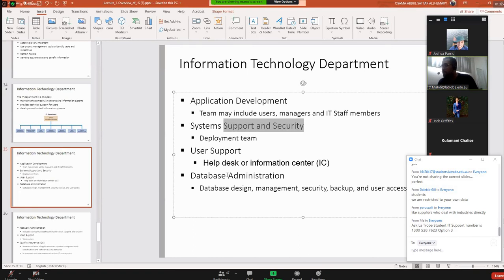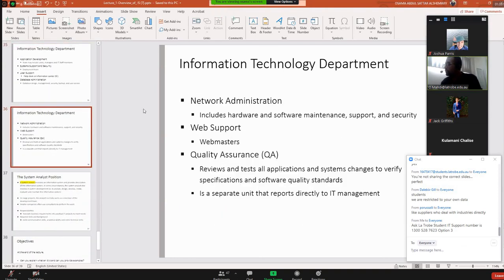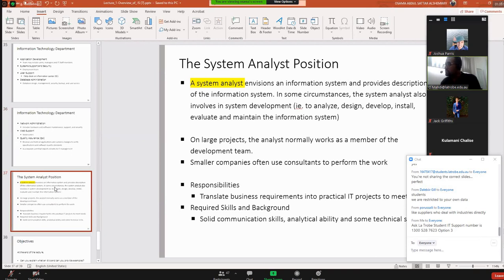User support, for example, database administration, because when you are dealing with an information system, the main thing is the database. So there's a database administration, and mainly they deal with the database of this information system: database design, management, security, backup, and user access. All of these are related to database administration. Network administration as well, web support, quality assurance. All of these are related to the IT department.